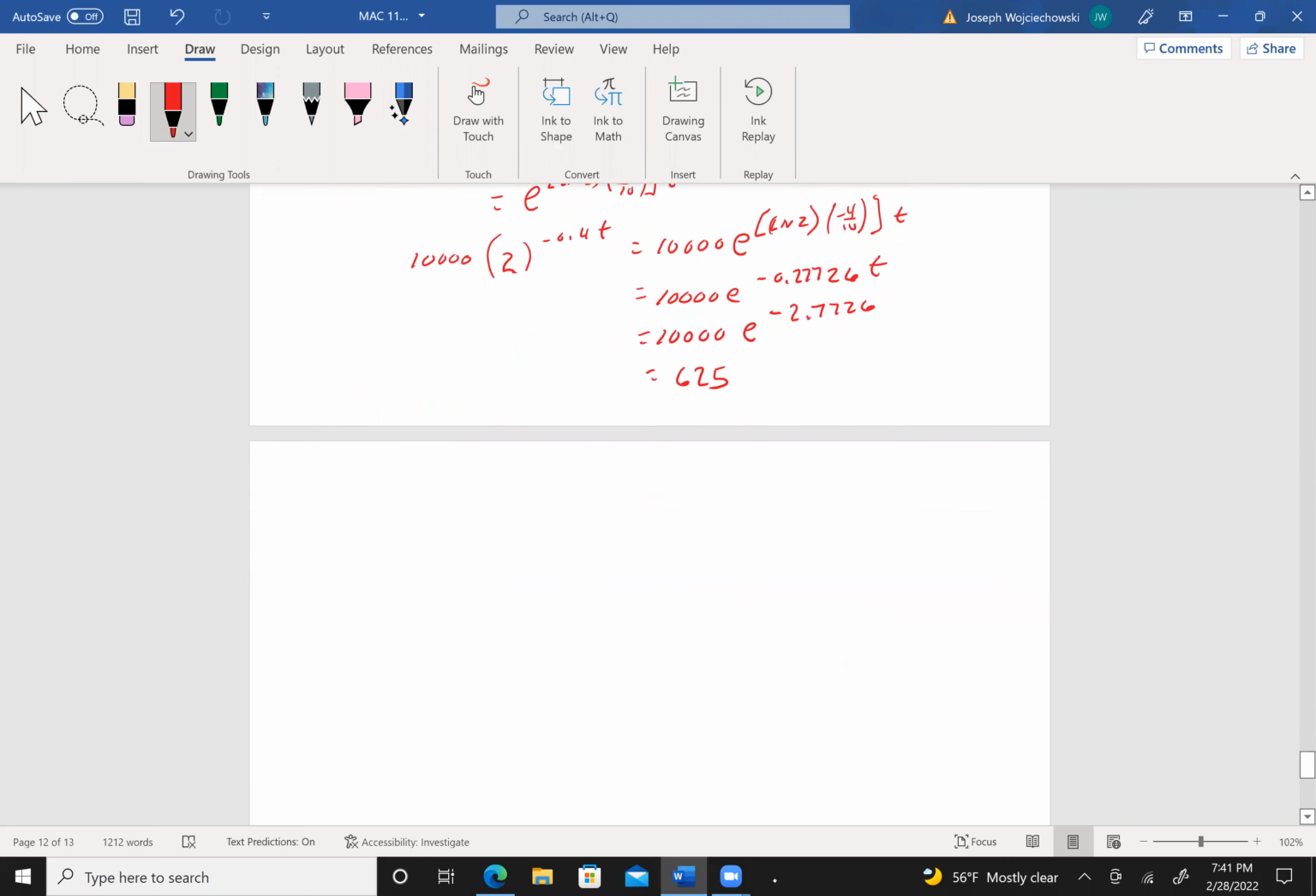Next, we'll look at exponential decay. So we'll use the function q of t equals q sub 0 e to the negative 0.000121 t to determine the age of a piece of wood that has 42% of its carbon-14 remaining to the nearest 10 years. Okay. So how does this work?